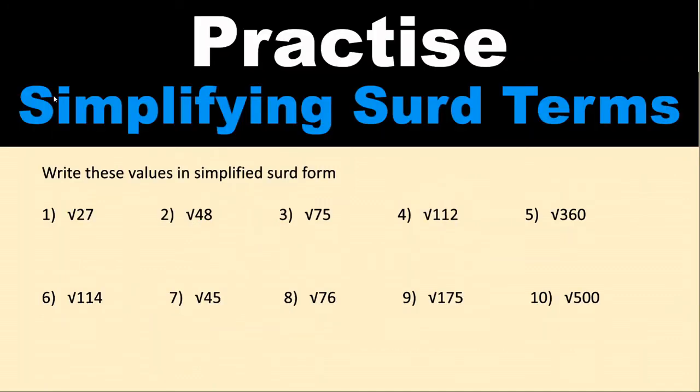Write these values in simplified surd form. So split these values into a squared factor and its factor pair. Put them both under the square root sign and square root the square factor, leaving the non-square factor under the square root sign as your irrational part. Make sure you factor out the biggest square factor. Otherwise, you'll be left with an irrational bit under the square root, which could still be partially simplified.